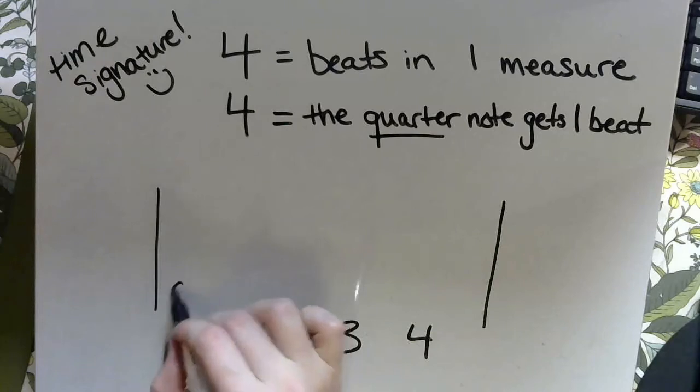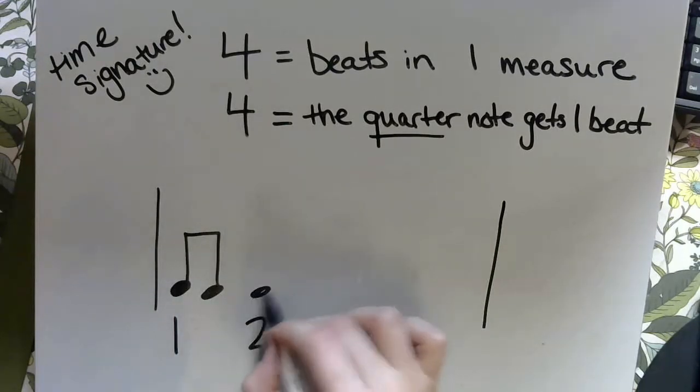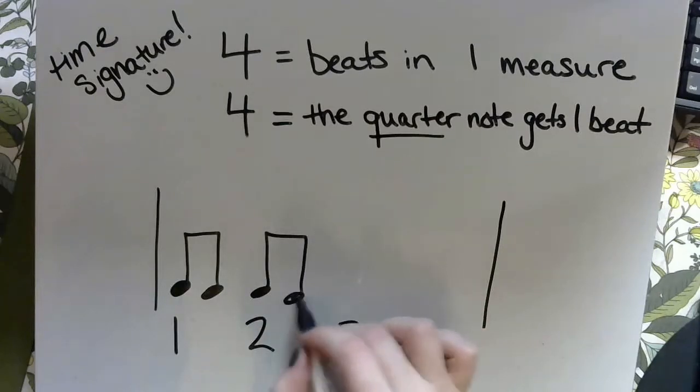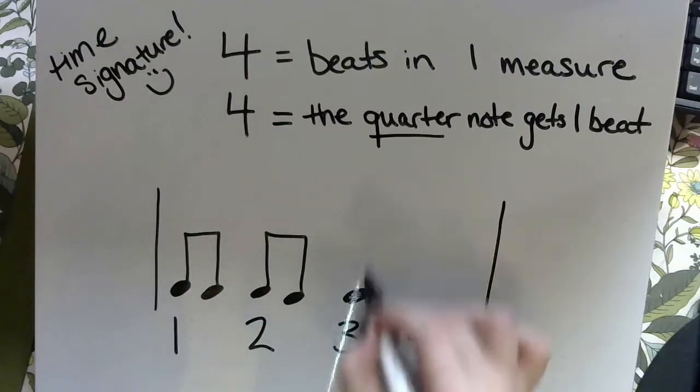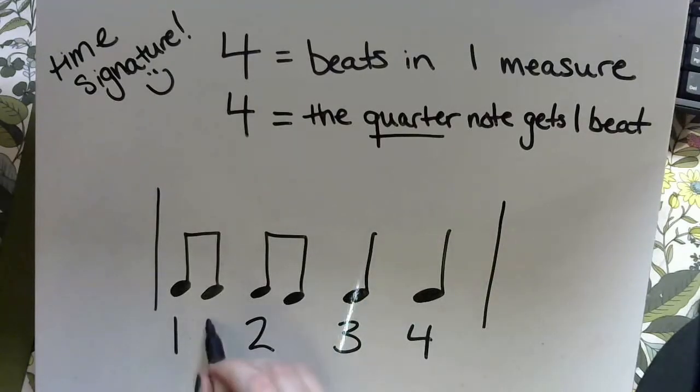Let's try another one. Let's try starting out our measure with eighth notes on beats 1 and 2, and then finishing with 2 quarter notes on beats 3 and 4. Add your ands to those eighth notes. 1 and 2 and 3, 4.